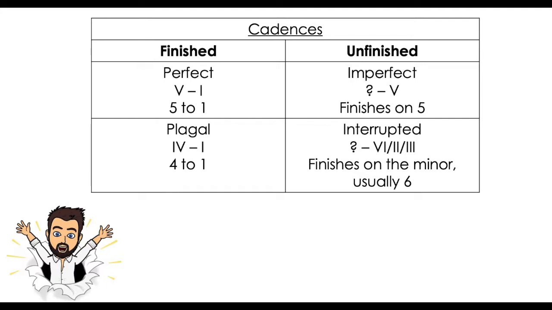So your hashtag best guess 100% will be a perfect cadence if you've got no idea. If you can hear that it sounds finished, a perfect cadence is a good guess. If you can hear that it sounds unfinished, an imperfect cadence is a good guess. But you can tell the difference between these with a little bit of practice.